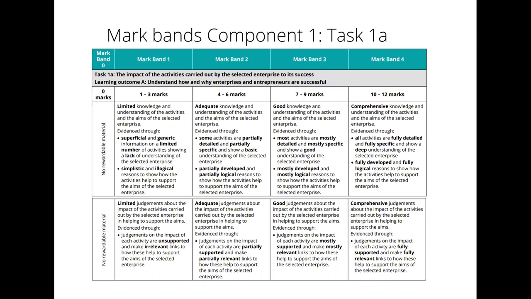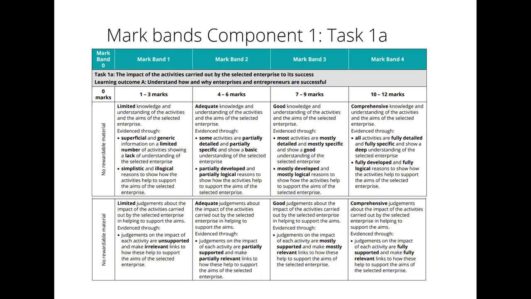So for example, if you look at mark band two, which is the 4 to 6 marks, adequate knowledge and understanding of the activities and the aims of the selected enterprise. And there are three traits. So some activities are partially detailed, partially specific, and show a basic understanding of the selected enterprise. Partially developed, partially logical reasons to show how those activities help to support the aims of this enterprise. And then the judgments on the impact of each activity are partially supported, partially relevant.